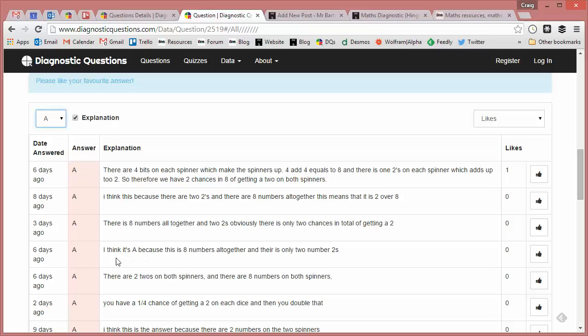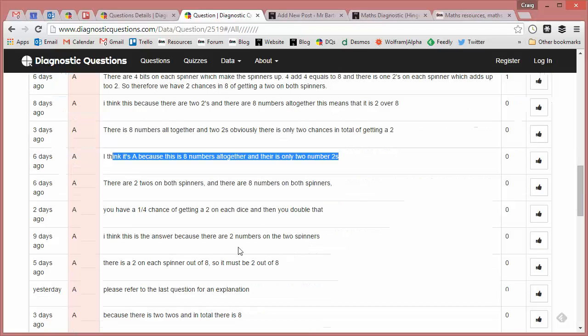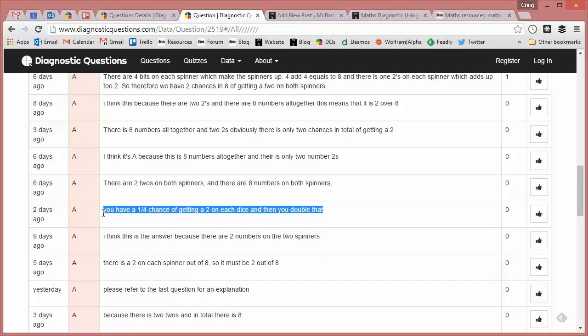And again, it carries on like that. I think it's A, because this is 8 numbers altogether and only 2 numbers are 2. What about that one as well? This is dangerous. You have a 1 in 4 chance of getting a 2 on each dice, and you just double that to get 2 out of 8.